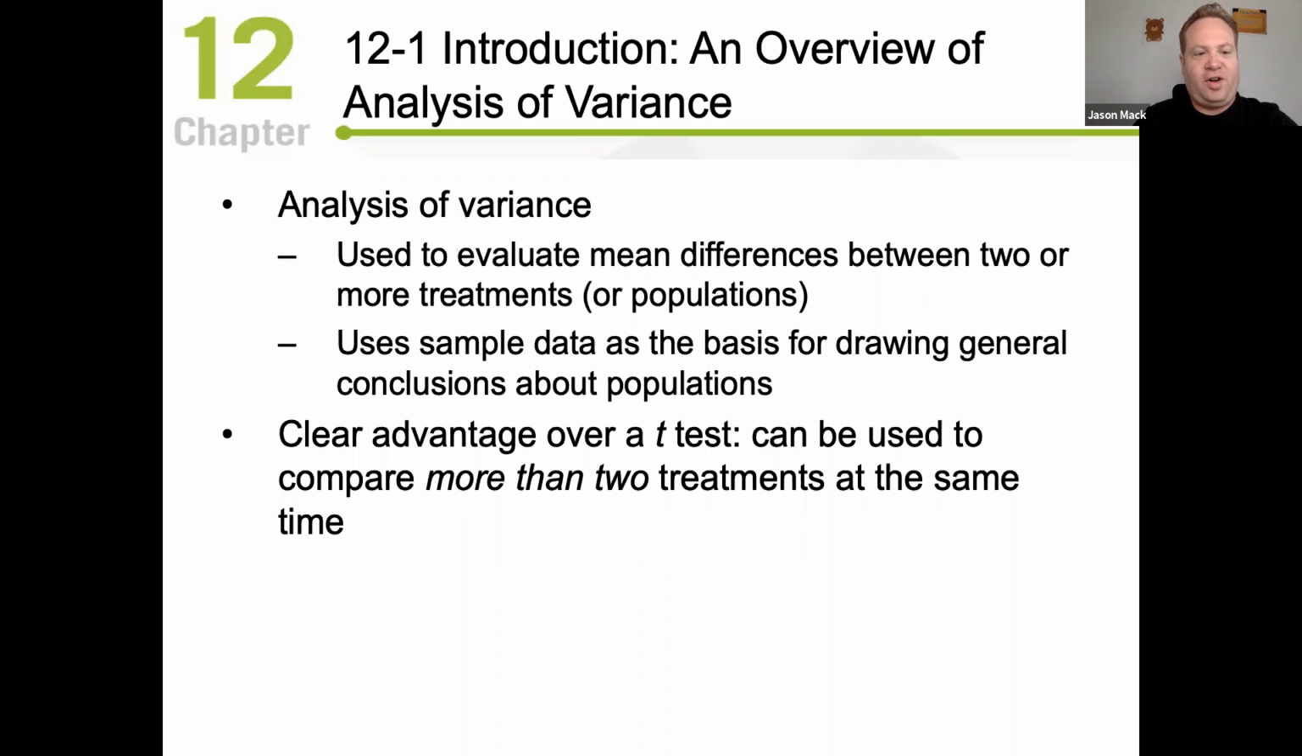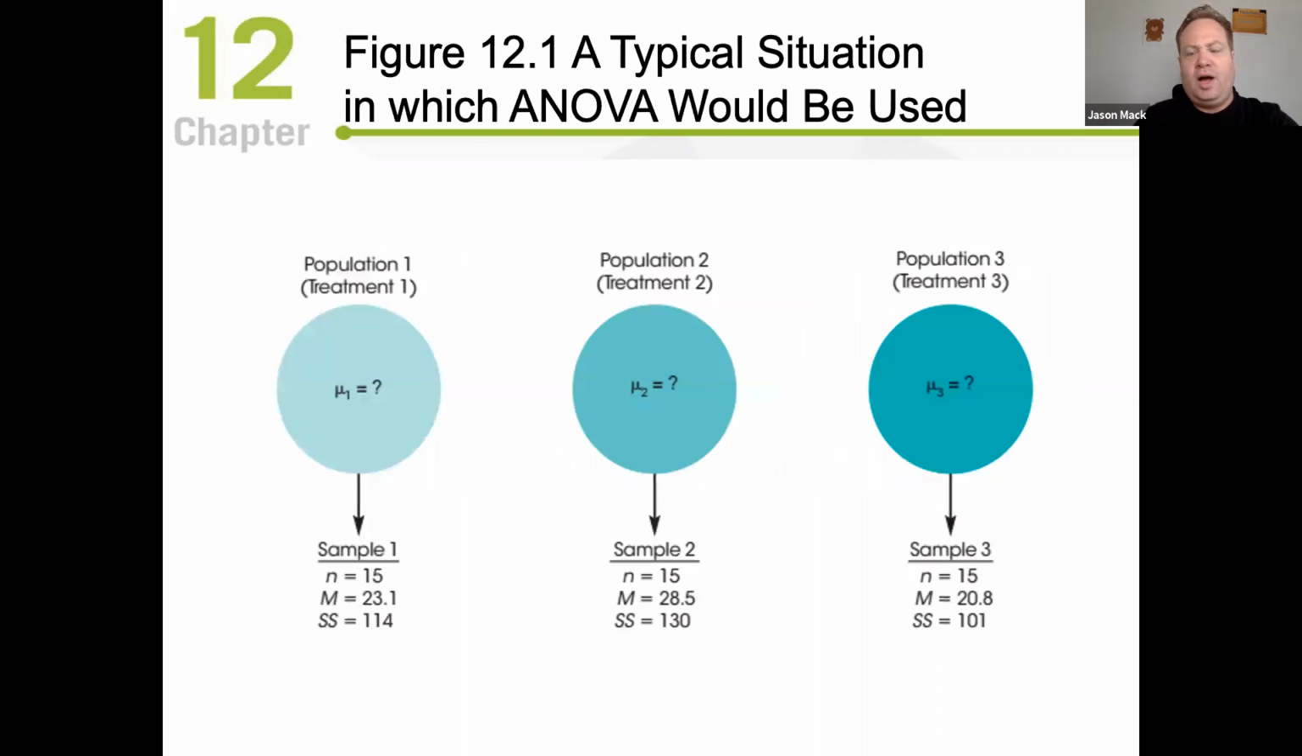Analysis of variance is used to evaluate the mean difference between two or more treatments or populations. This uses sample data as the basis for drawing general conclusions about populations. The clear advantage over a t-test is that it can be used to compare more than two treatments at the same time. A typical situation in which ANOVA would be used is shown in figure 12.1. Three separate samples are obtained to evaluate the mean differences among three populations or treatments with unknown means.